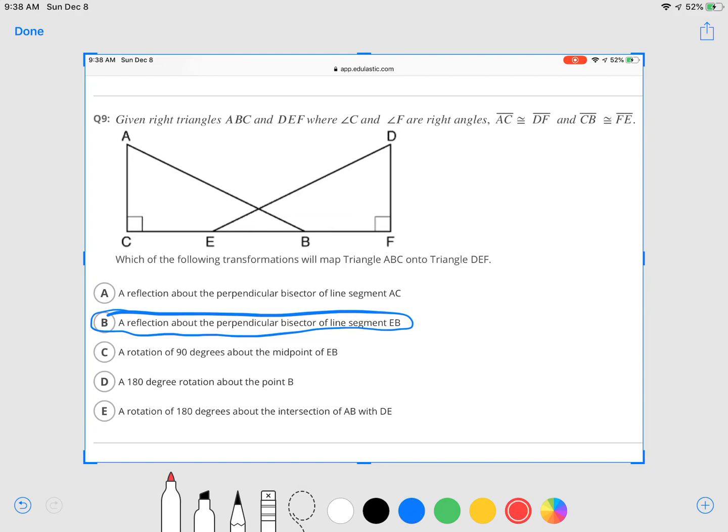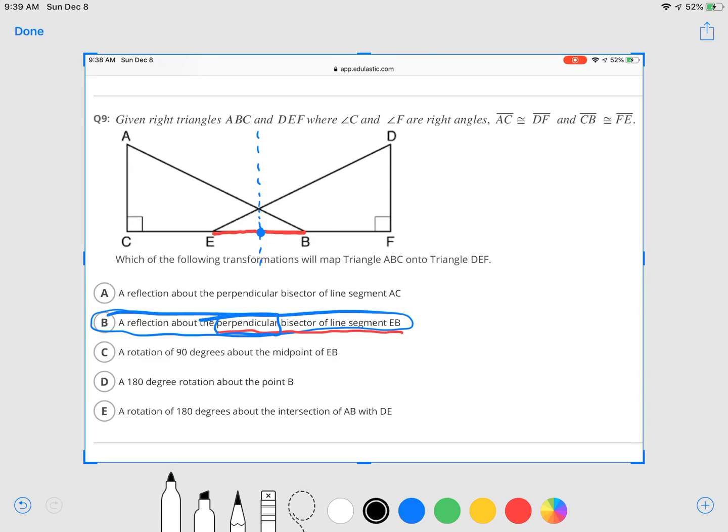Okay, so the first thing we're going to have to do is be able to draw the perpendicular bisector of line segment EB. So where's EB? EB is right here. And then the perpendicular bisector has to intersect EB at the midpoint, which is around here, and it has to intersect it perpendicularly. So that means it has to be a line like this. Okay, and now we have to try and convince ourselves that if you reflect one of the triangles over this line, then it would land on top of the other one.